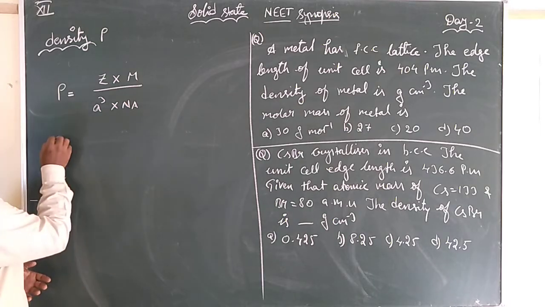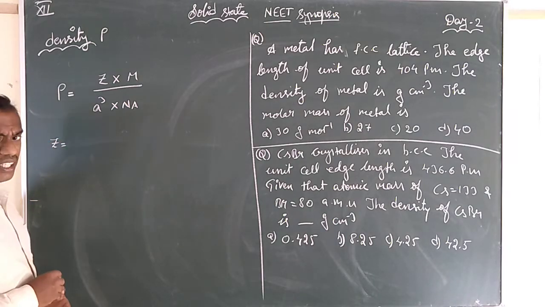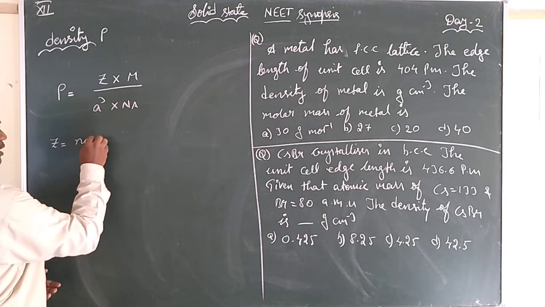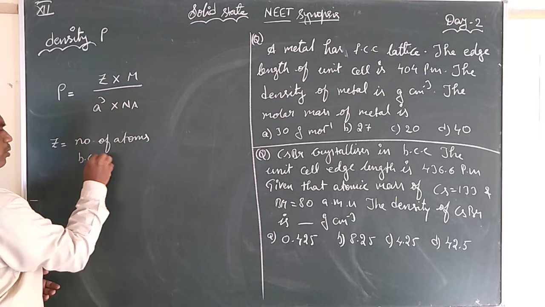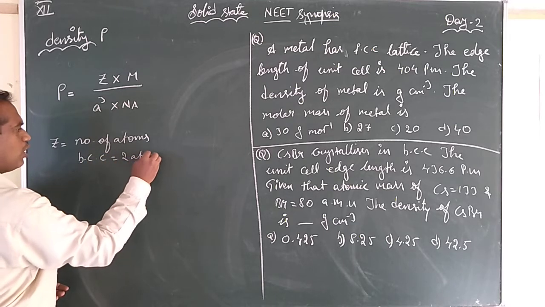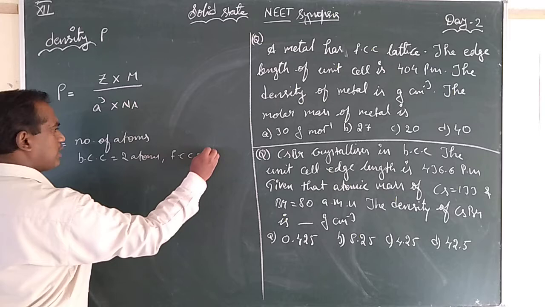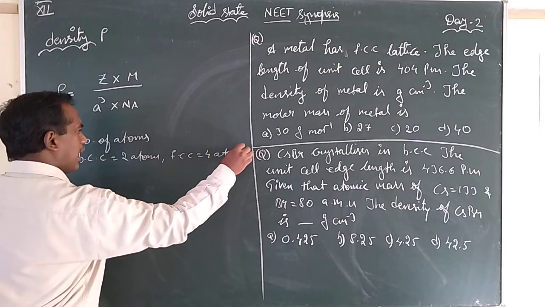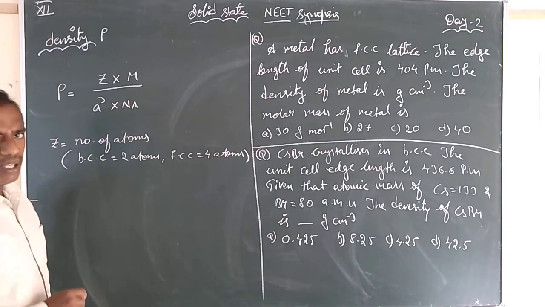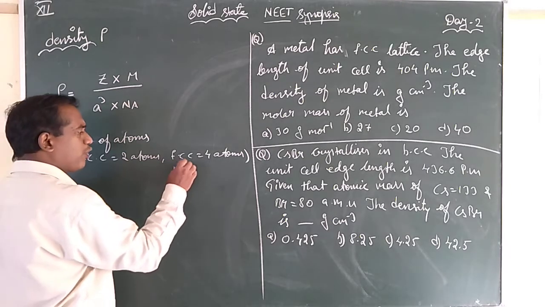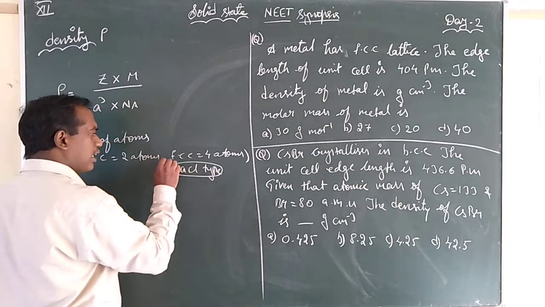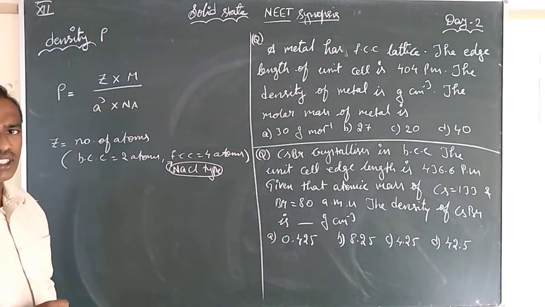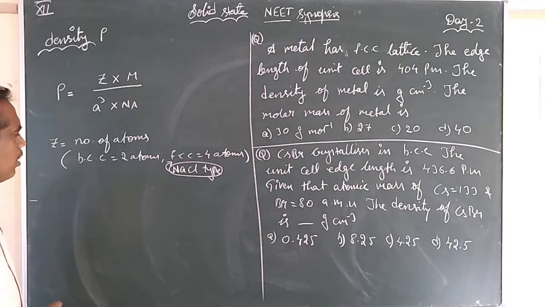So what does Z stand for? Z stands for the number of atoms. Don't forget, in the case of BCC you need to take 2 atoms, and in the case of FCC you need to take 4 atoms. They will clearly mention it. If they mention it is of sodium chloride type, even then you can say sodium chloride type is of FCC and the number of atoms is 4. So this is the simple point to remember.